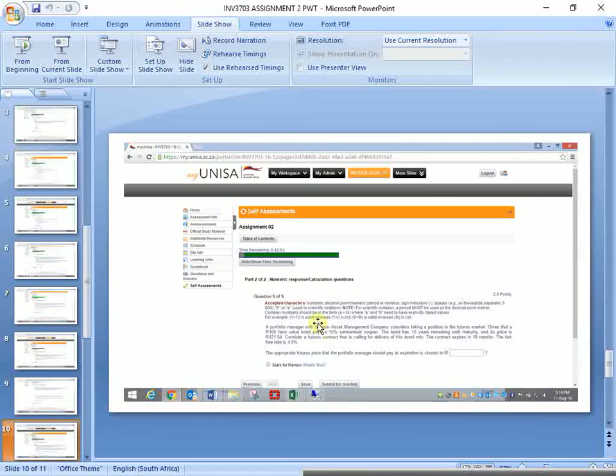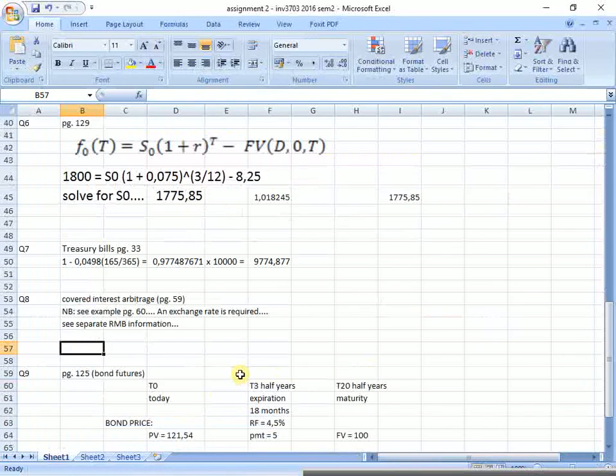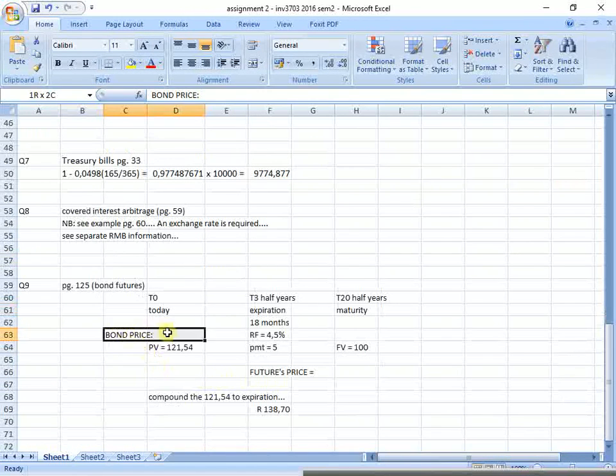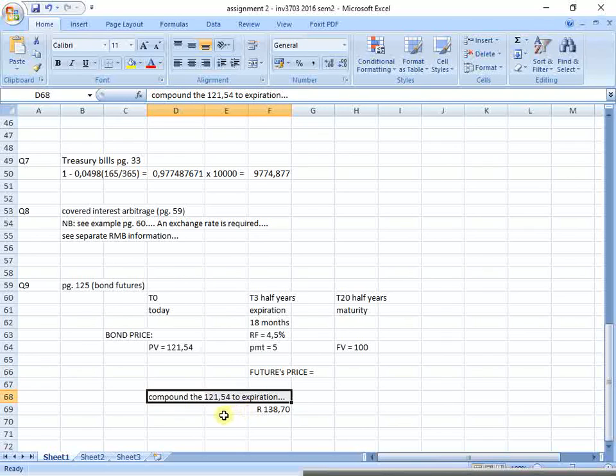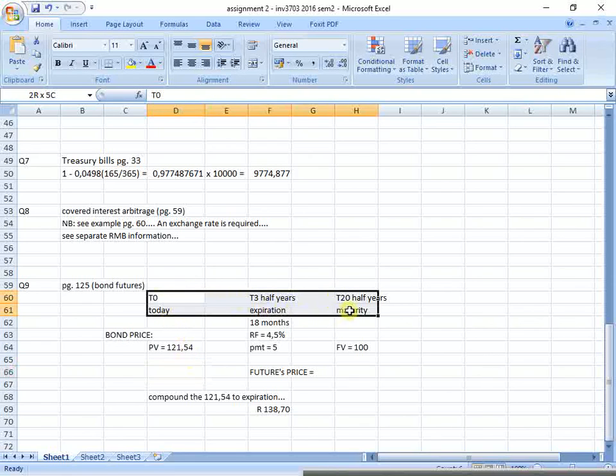Okay, so I'm going to have to first work out the price, and then work out the futures price, compounding it. So compound the 12150 to expiration, and I then get the 138.70. So first see if you can work out the bond price. You need a timeline, so that's my timeline.